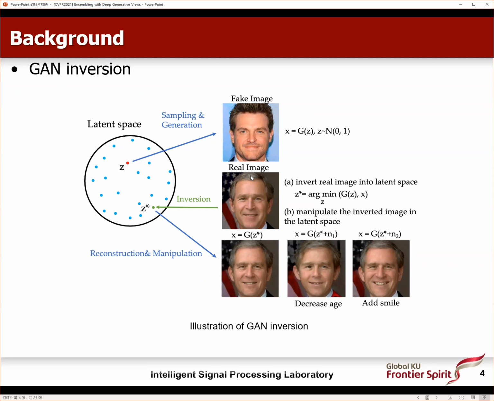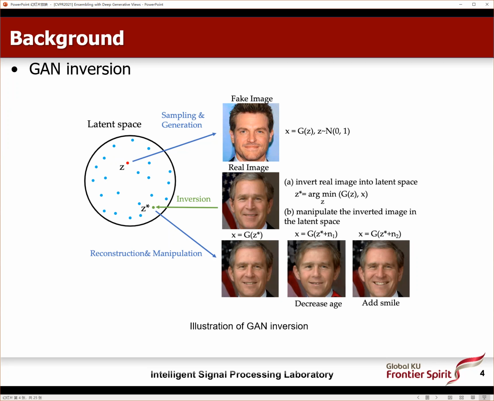So if we want to edit a real image, how can we do that? Suppose we have a real image of President Bush. The first thing we want to do is to invert this real image into the latent space. Suppose we have an encoder to do the inversion. So we invert this real image into the latent space, represented by Z star. The Z star here means the latent vector of this real image. Next, we can do a couple of things. First, we can just do the reconstruction. We use the generator to reconstruct from this Z star latent vector to rebuild this real image, so that we can see they are very similar, with just tiny differences.